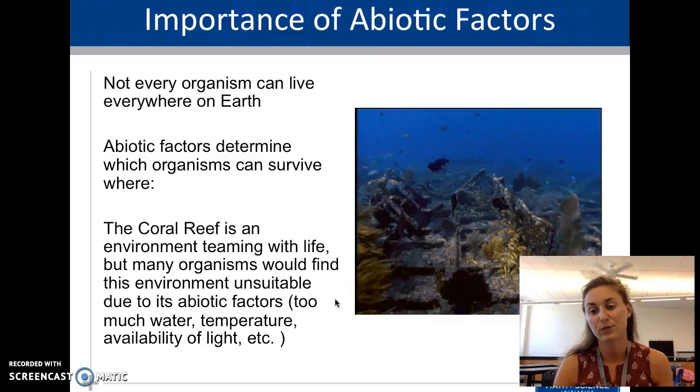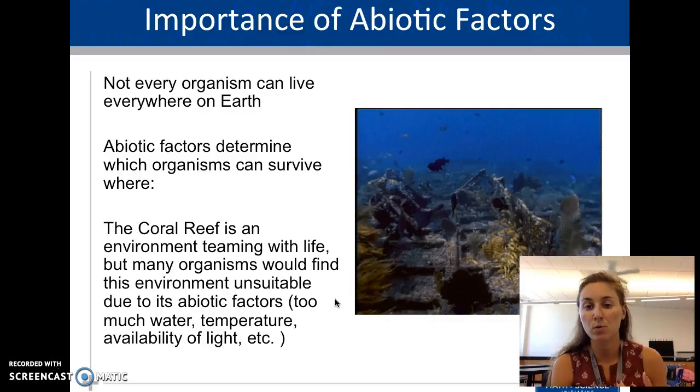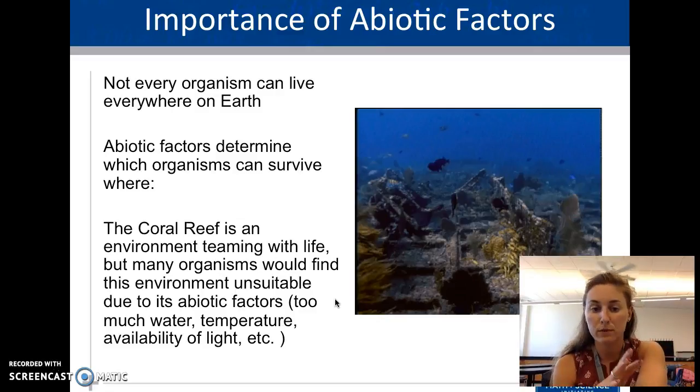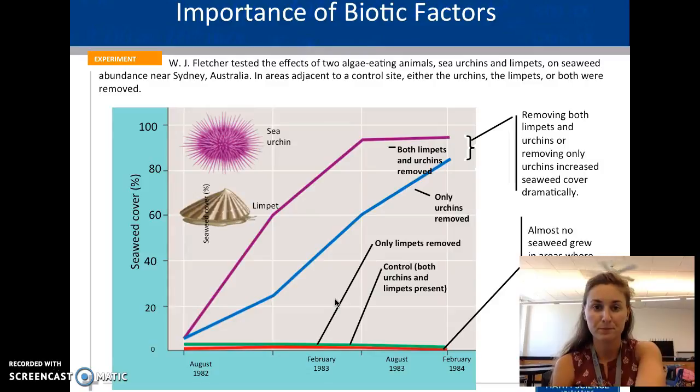Like a clay soil versus a dirt-based soil. Those determine where something can live. Availability of light, all of them listed on these slides. So that dictates where an organism can live, and then the biotic factors determine its success.